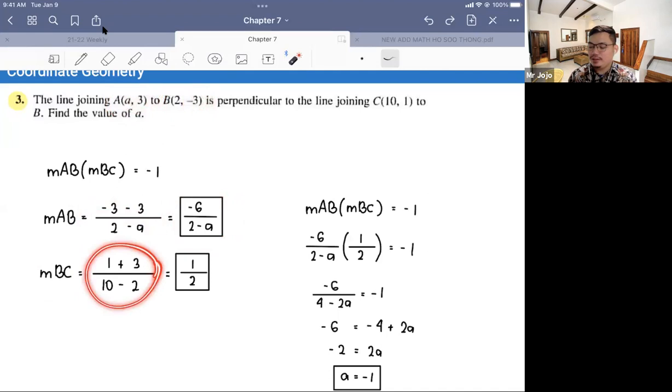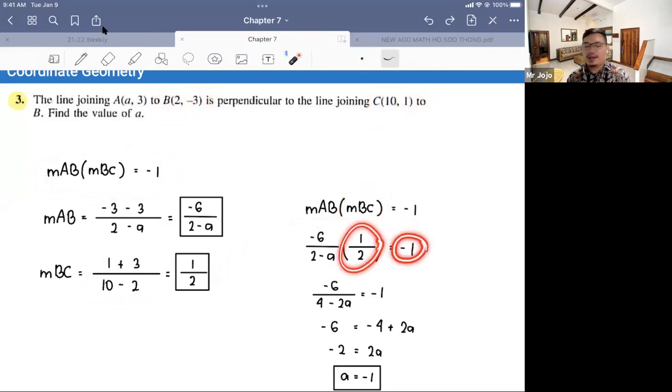How about for line BC? For line BC, 1 minus -3 came from here, that's why this is 1 plus 3. And 10 minus 2 came from here. So that's how I got 1/2 here. Now, using this property, I'm going to multiply the gradient of each line. So AB is -6 over 2 minus a, and BC has 1/2, equals -1.